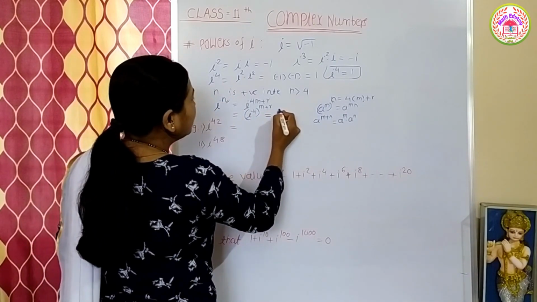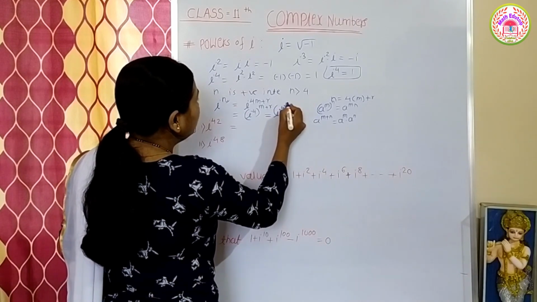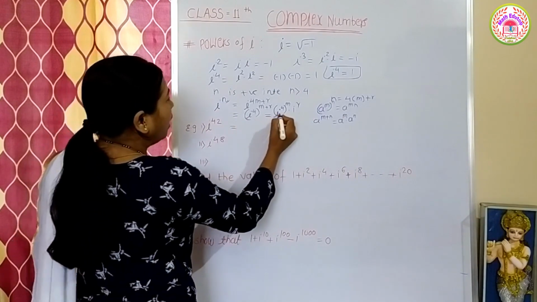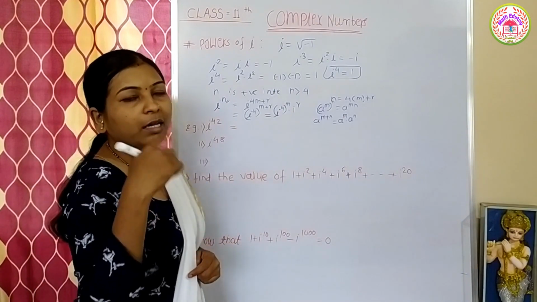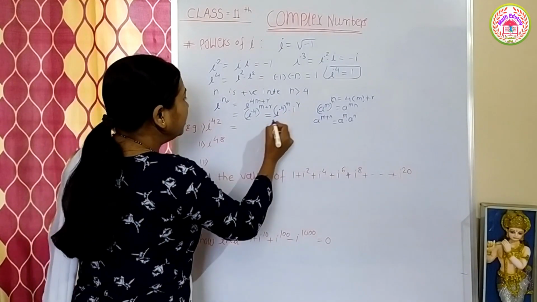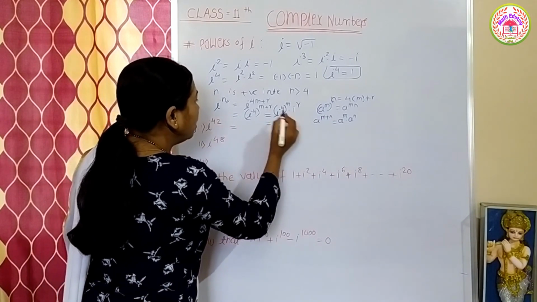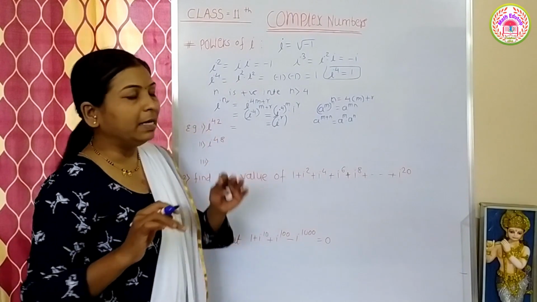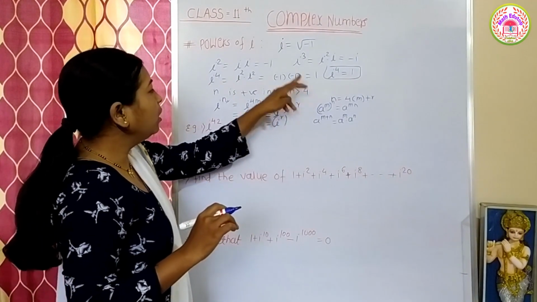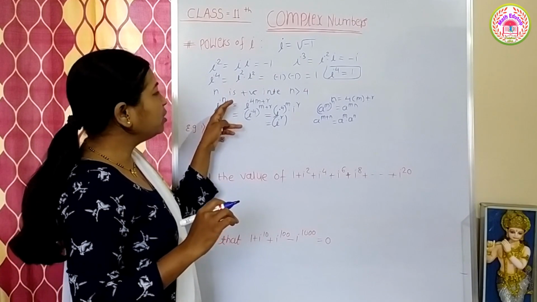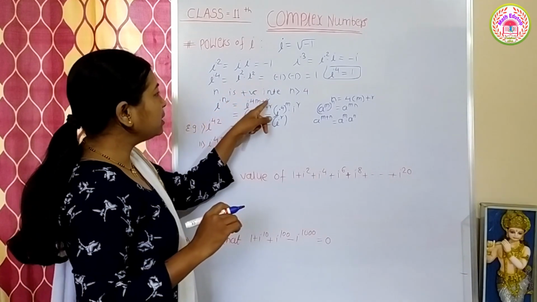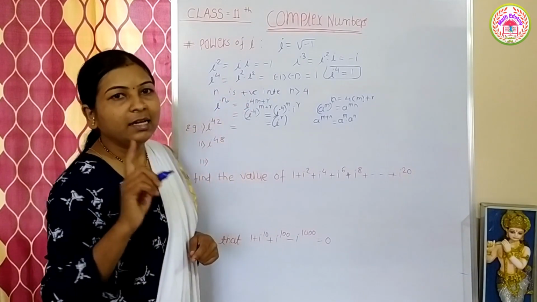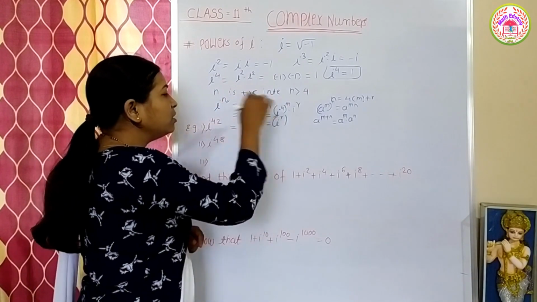So we get i raised to 4 raised to m, and the second term is i raised to the power r. The value of i raised to 4 is 1, and 1 raised to anything is 1. The remainder is only i raised to the power r. That means when we divide any positive integer by 4, if it is completely divisible, then the value is 1, but if there is some remainder, then i raised to this power is nothing but i raised to this remainder value.